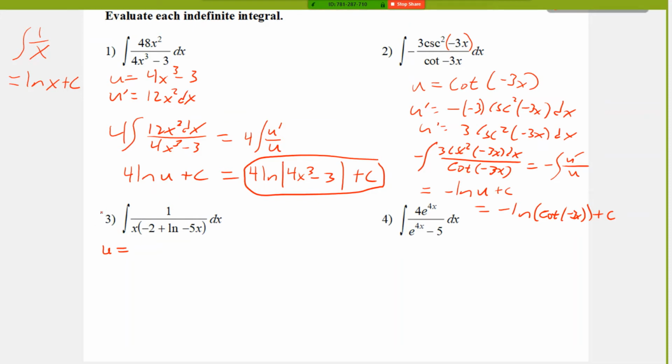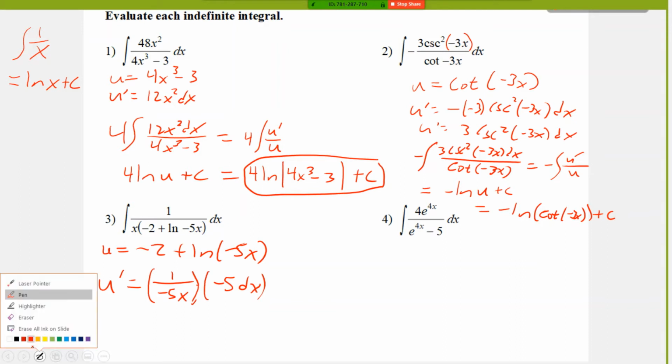Okay, I think we're on number 3, not number 2. Is it -2 plus ln plus 5x? Okay, that's it. What happens when I derive? 1 over x times -5x times -5. Okay, that's it. Which means my -5s would actually cancel there.